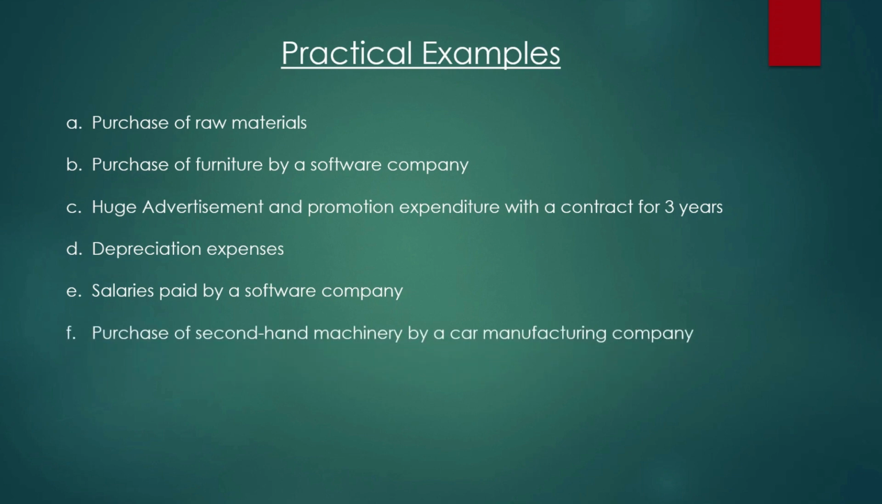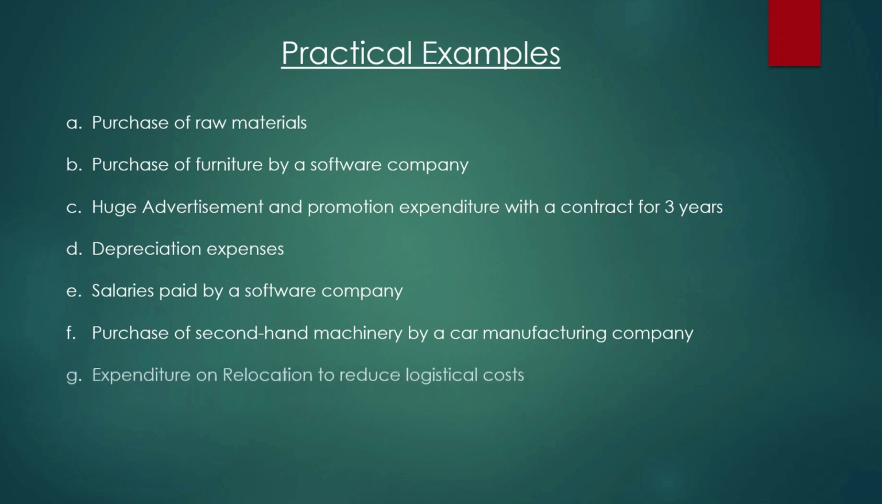Purchase of second-hand machinery by a car manufacturing company. So now the example is for a car manufacturing company where it actually is buying a second-hand machinery. So it's second-hand or first-hand, it does not matter. It is buying a fixed asset, so it's definitely a capital expenditure.